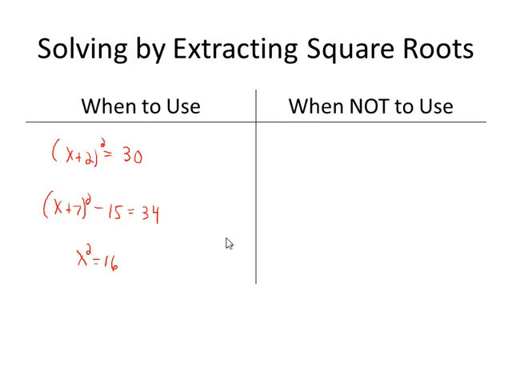When you shouldn't use it is if you have a linear term in your equation, so something like x squared plus 6x equals 30, or x squared plus 8x minus 15 equals 34. Where it's not just a squared variable term, we have a linear term as well.